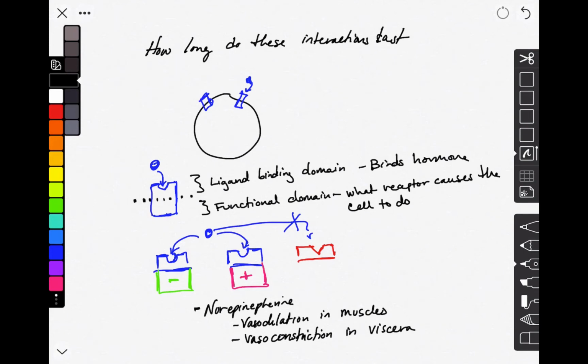Why? Because this is a hormone released when you're really stressed. And when you're stressed, you don't really care about those viscera doing things like digestion. You really want your muscles to get you the heck out of somewhere. So your muscles get the majority of the blood. So you can imagine where one of these functional domains would cause vasodilation, and that's the one that would be found in the muscles, and another one might cause vasoconstriction.